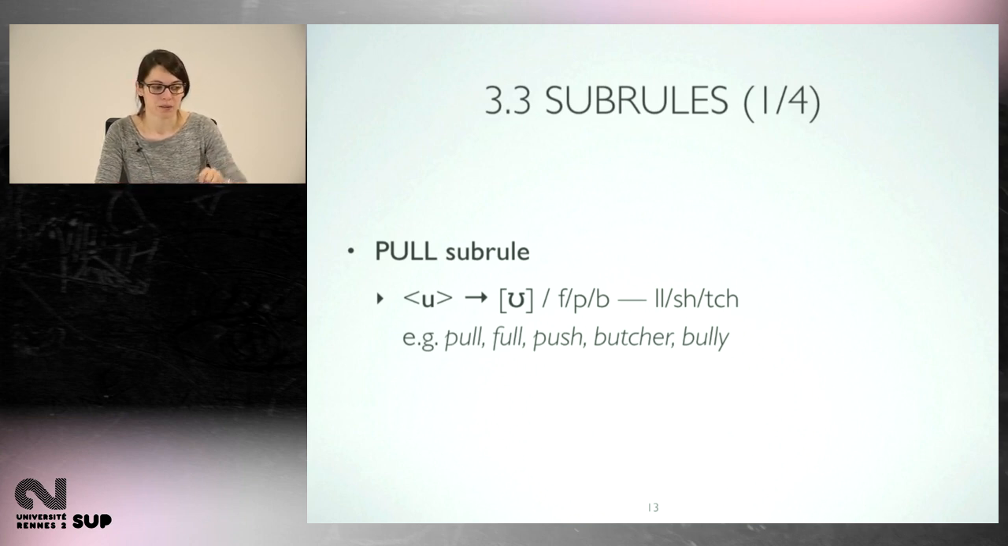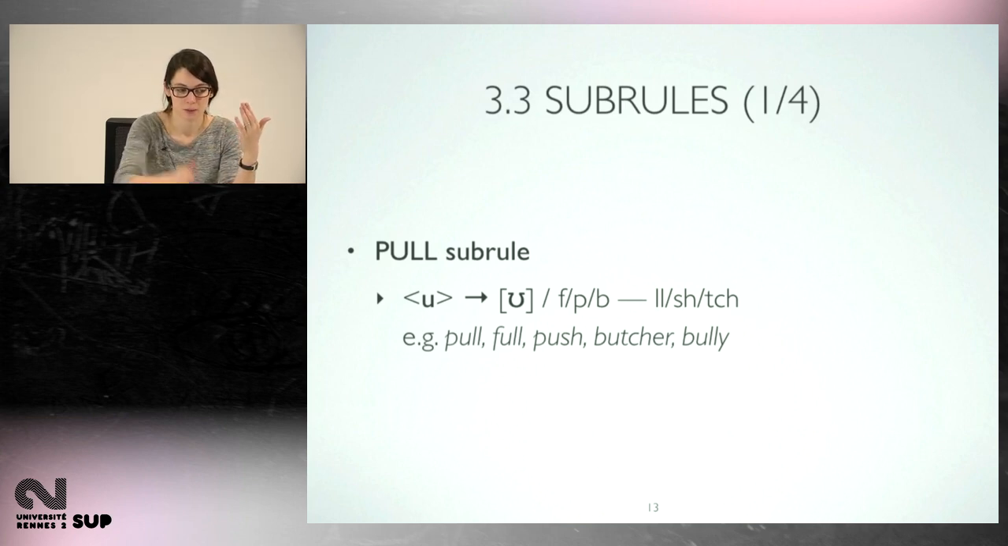And what you need to remember as well is that they all have the same form. That is, the preceding consonant is either F, P, or B, and the vowel is always followed either by double L, SH, or TCH. So that's the pull subrule, which deviates from the main rules because, although the vowel is still checked, because you still have a short vowel, it's not the expected short vowel. It's not A, it's U, a different vowel.